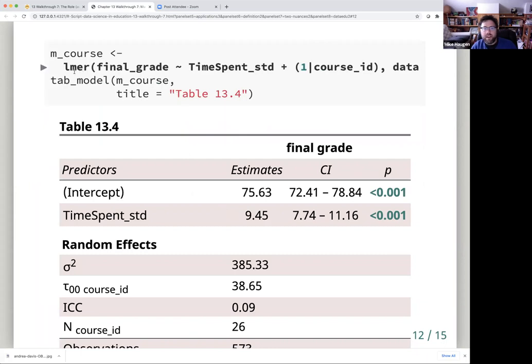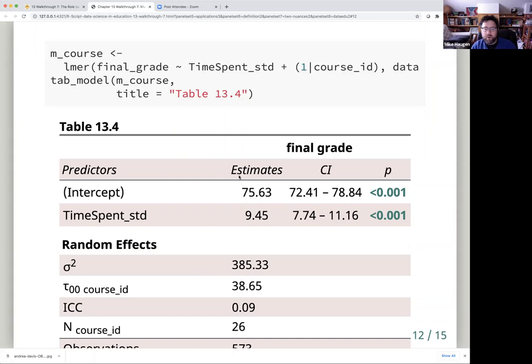Here we've got lmer. Instead of lm, it's just a little bit different syntax. Otherwise it looks pretty familiar. We see final grade as the dependent variable, and then the independent variable, time spent, again. This looks a little different because we've got course ID, then the pipe, and then the number one. But that's how it would look for any grouping variable you'd be putting in here. And then tab_model is outputting the summary statistics. We do see the ICC here.